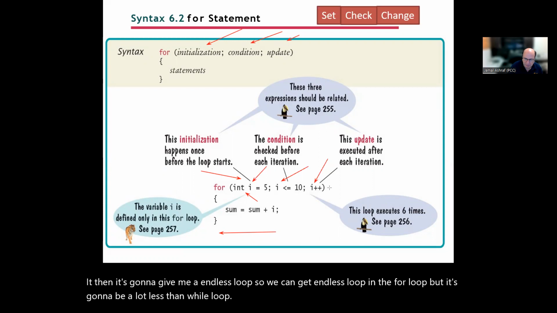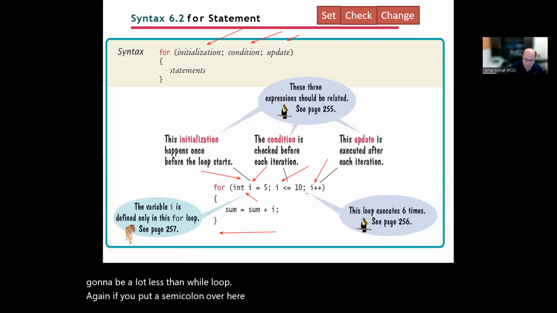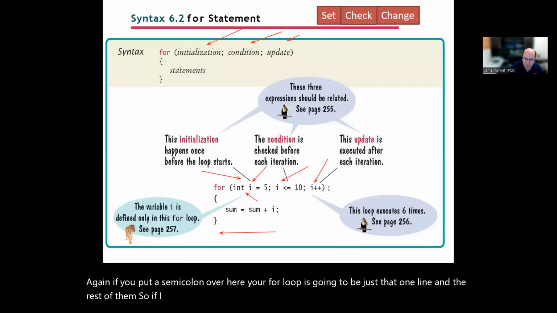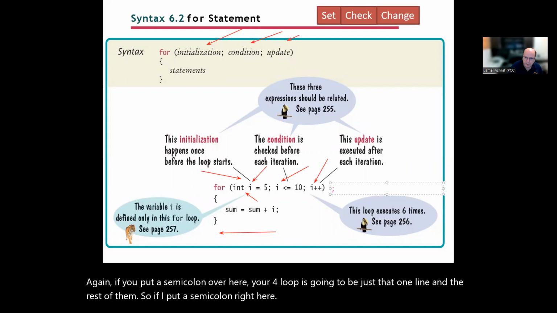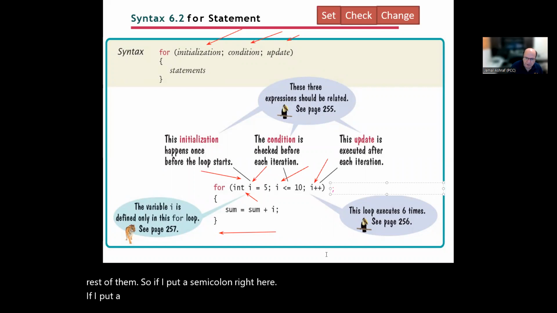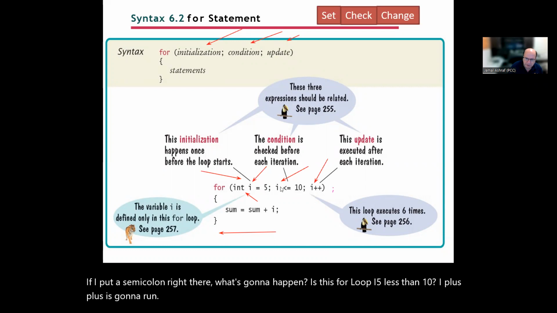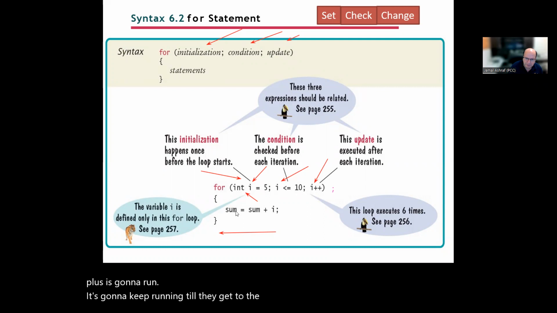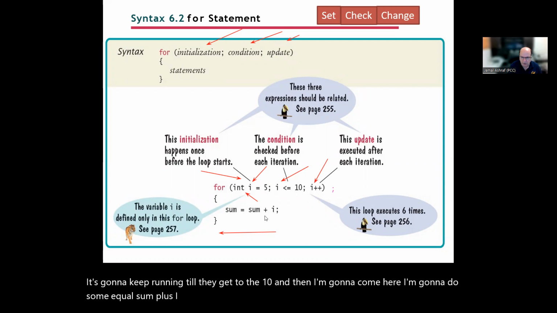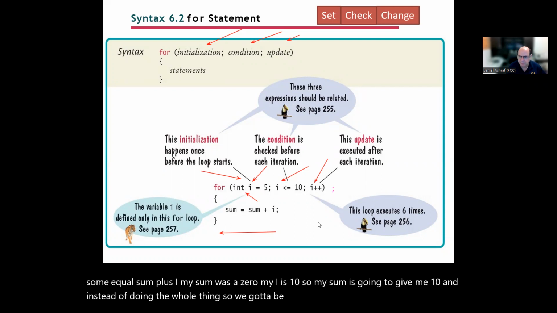Again, if you put a semicolon over here, your for loop is going to be just that one line and the rest of them separate. So if I put a semicolon right there, this for loop, i equals 5, i less than 10, i plus plus, is going to run. It's going to keep running till I get to 10. And then I'm going to come here and do sum equals sum plus i. My sum was 0, my i is 10, so my sum is going to give me 10 instead of doing the whole thing. So we have to be careful not to put a semicolon here.